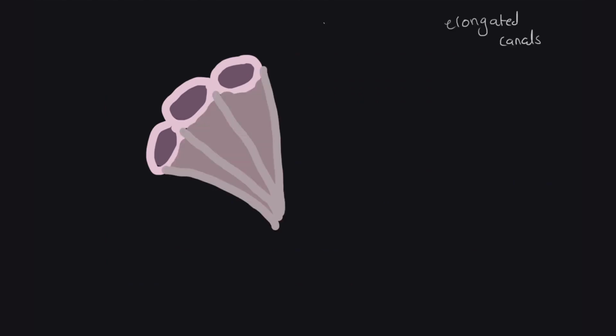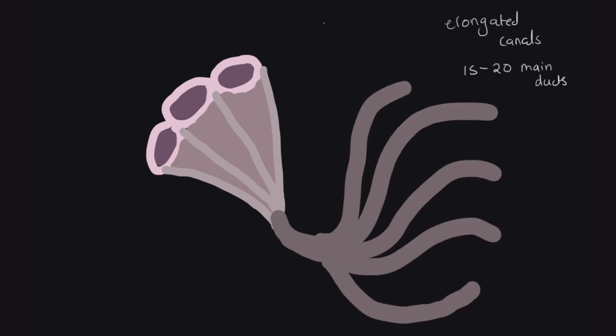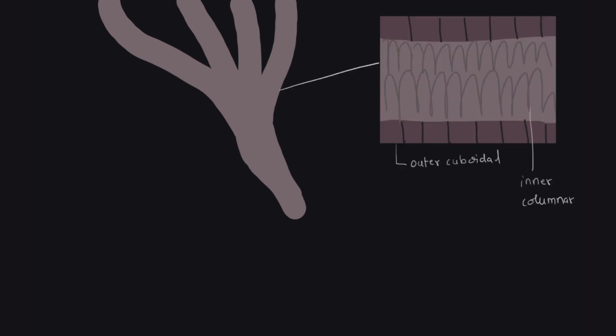Then let us take a look at a small follicle. If you look at these follicles, you can find that they drain into something known as elongated follicular canals. And these canals come together and drain into main ducts. There are 15 to 20 main prostatic ducts, and these ducts converge in order to form a common duct.